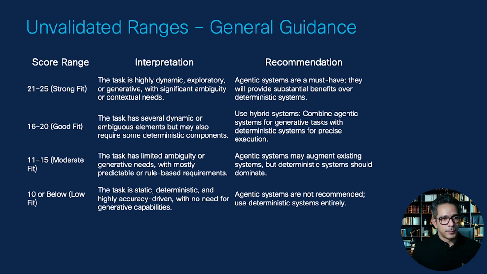And between 11 to 15, it's a moderate fit. 16 and above is a good fit. So you and your team can actually proceed with diving deeper into the nuances of the tasks and the data you have available, and whether you will create an agentic system from scratch or improve your current systems.